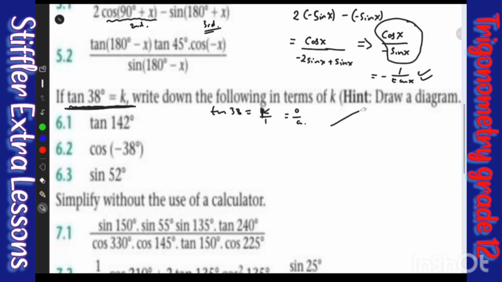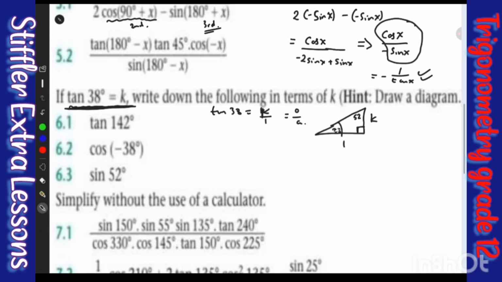So we draw a diagram. This is our diagram. We're going to put 38 there, and then this is our 90 there. Now we ask ourselves, which other angle can we add to 38 to get 90? Is it 42? Is it 52? Yes, it is 52. So this is 52 degrees. So tan of this angle is equal to the opposite, which is k, over the adjacent, which is 1.